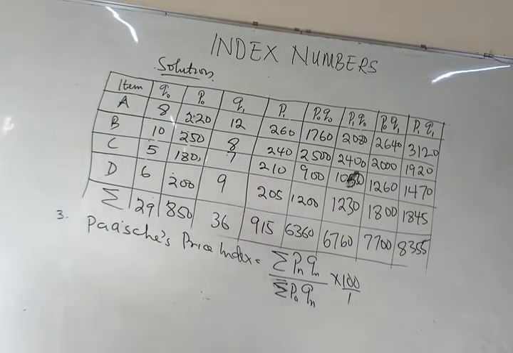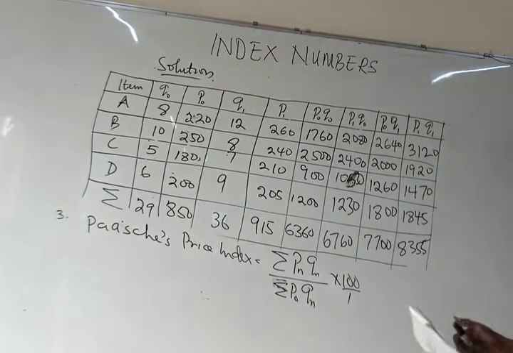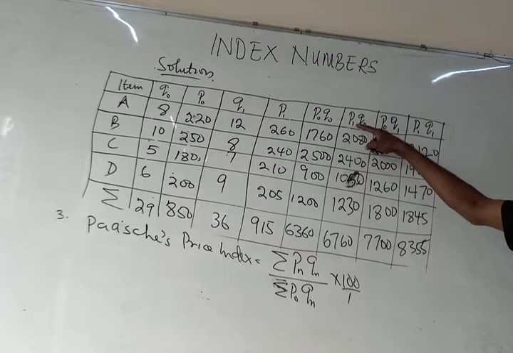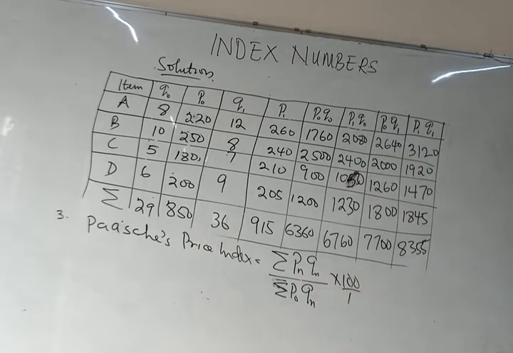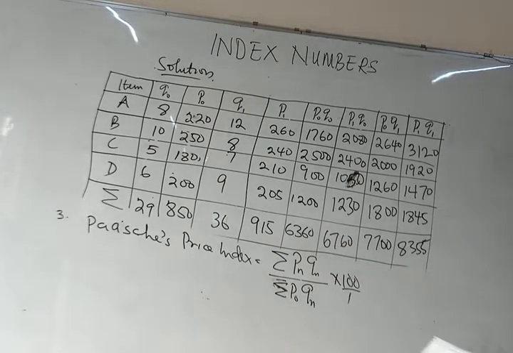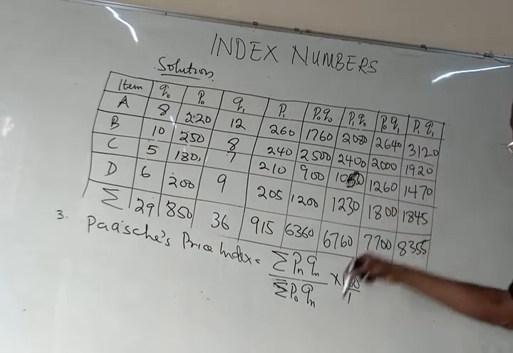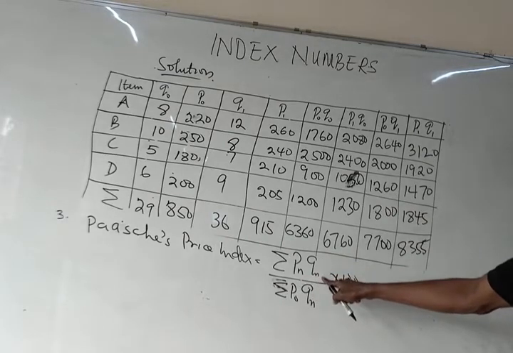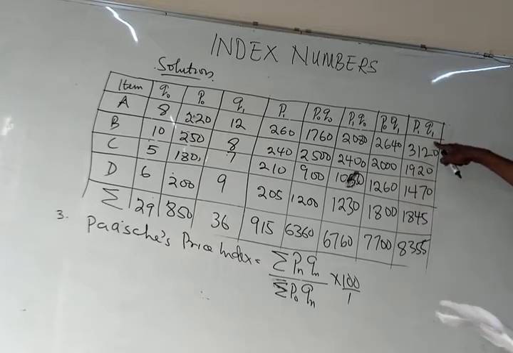You can see the difference between them. That of Laspeyres uses P1 and Q naught, but this one is using the current year as the numerator and the base year as the denominator. So we have taken care of that too. So our Pn, this n, means 1 because it's 1 here.